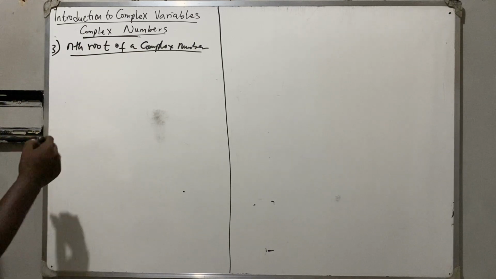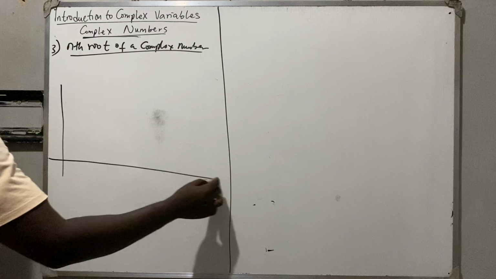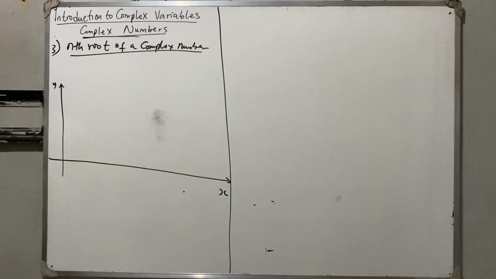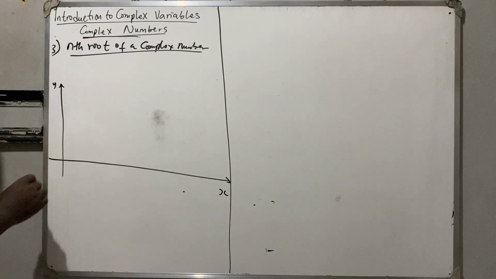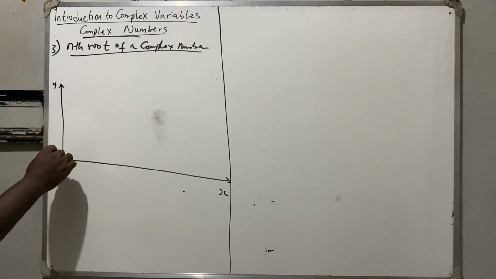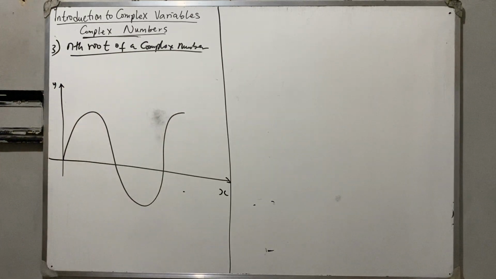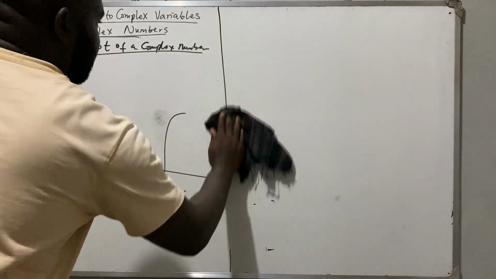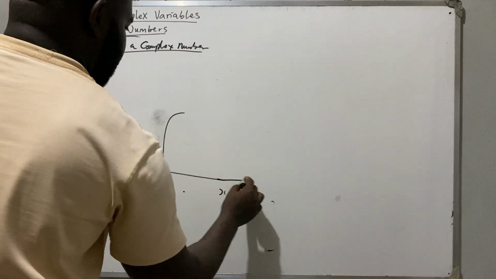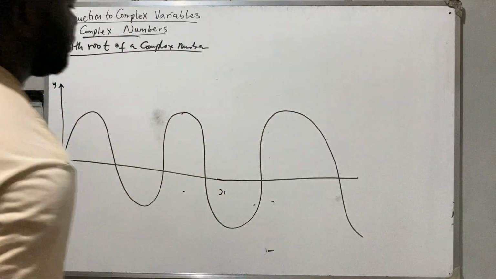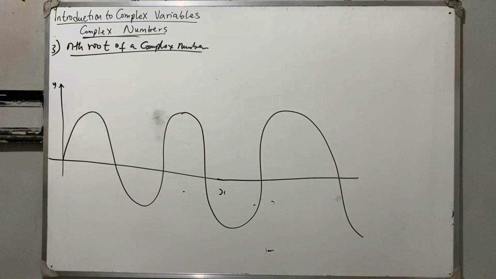Now for the sine graph, let's have this as our x and y plane. This is y and this is x. You know that the sine graph goes this way. It starts from 0 because sine 0 is 0, so it starts from 0 and moves this way, this way. Okay, so this is your sine graph, this is sine x.